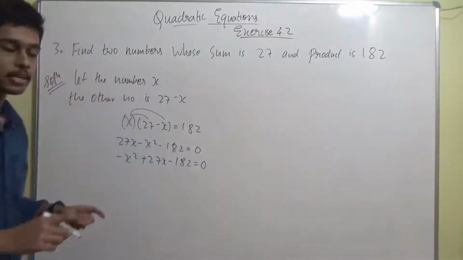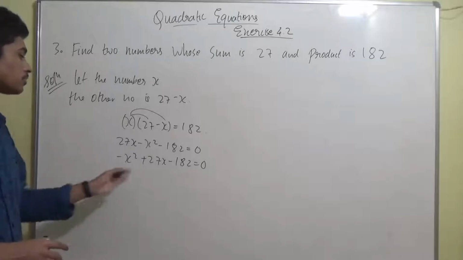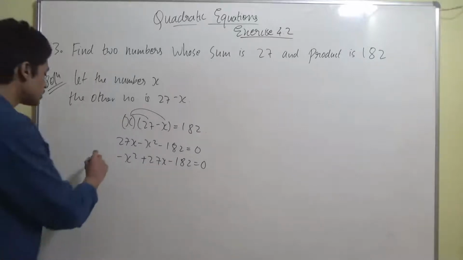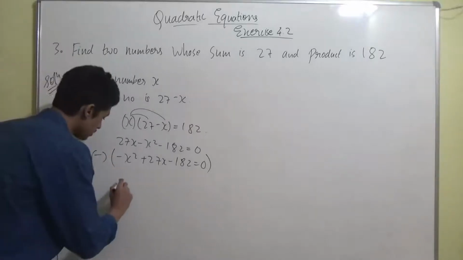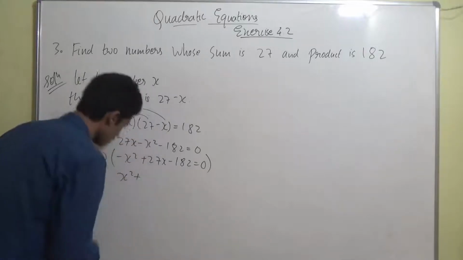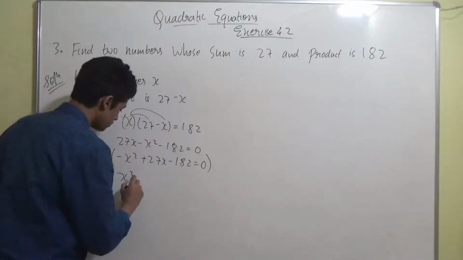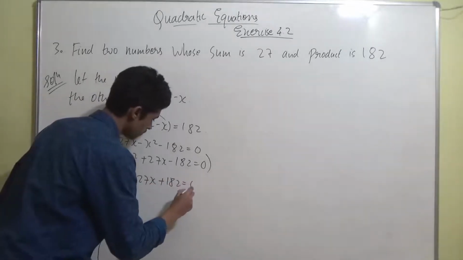And one more thing guys, I told you, if the first term itself has a minus, we don't want it. So we'll multiply minus with the entire expression so that the first term becomes positive, since minus into minus becomes plus. So it becomes x square minus 27x plus 182 equal to 0.